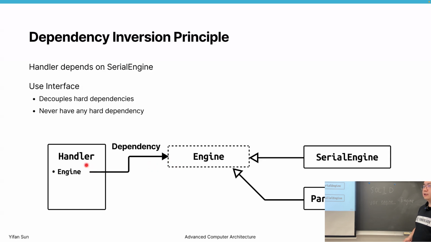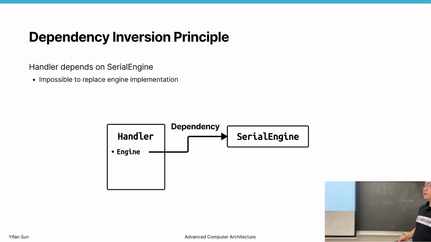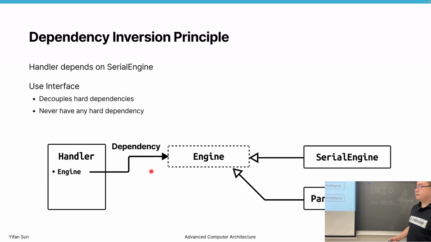So the handler, because it has an engine, in this case, is aware of the existence of the engine interface, but it doesn't know the existence of a serial engine or a parallel engine. It's not aware of them, right? Then the serial engine and parallel engine, because they're implementing an engine.